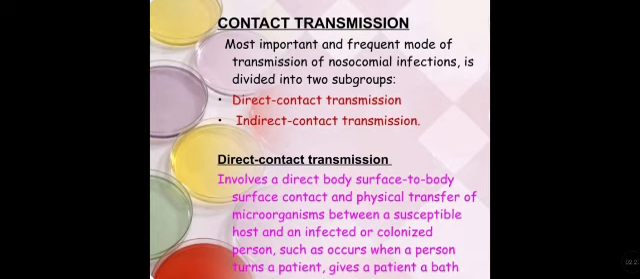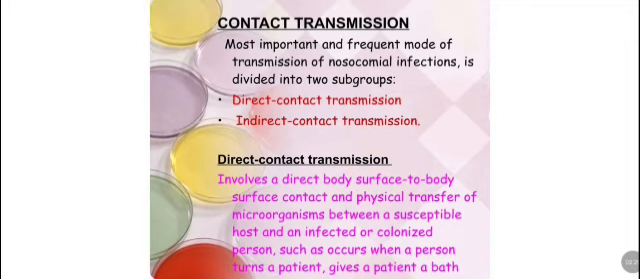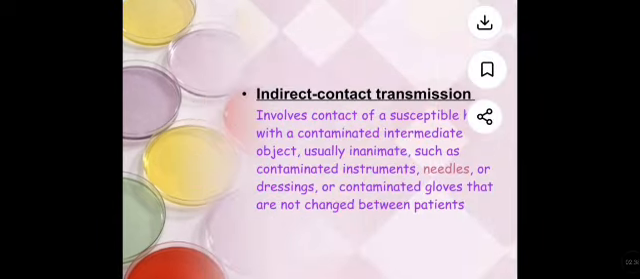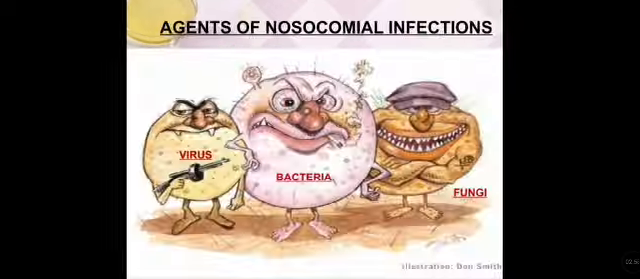indirect contact transmission. Direct contact transmission is direct body surface to body surface contact and physical transmission of microorganisms between a susceptible host and an infected or colonized person, such as occurs when a person turns a patient or gives a patient a bath. Indirect contact transmission involves contact of a susceptible host with a contaminated intermediate object, usually inanimate, such as contaminated instruments, needles or dressings, or contaminated gloves that are not changed between patients.